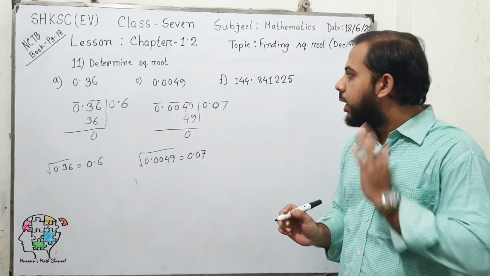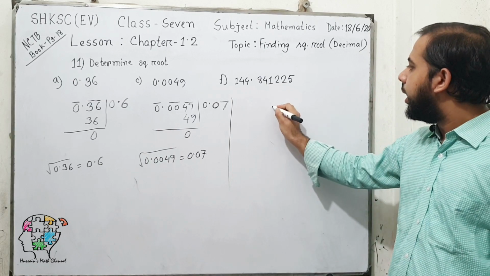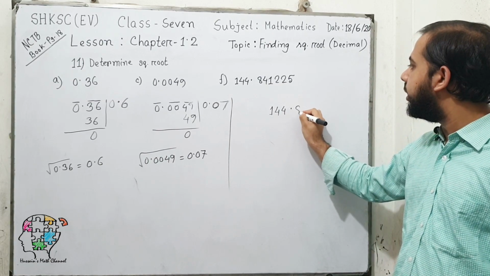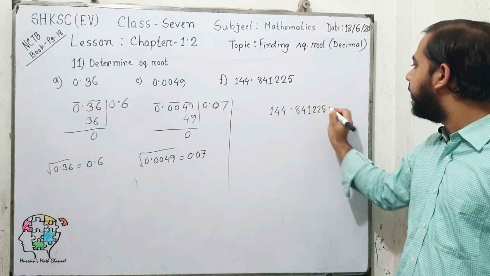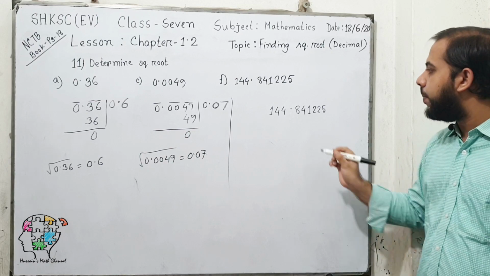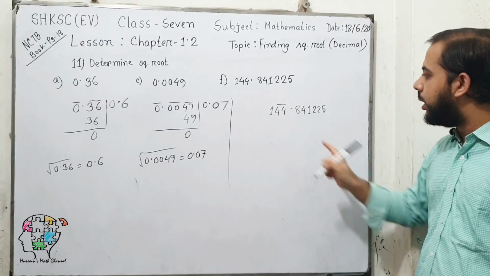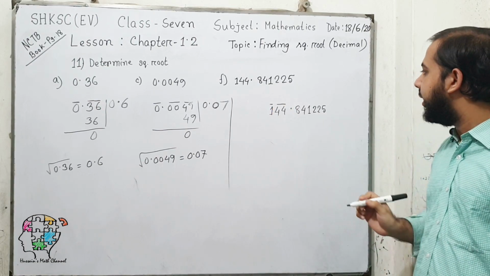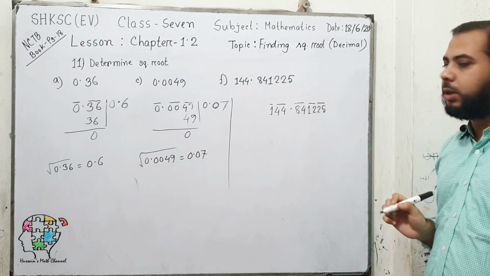Now question number F. Now we do question number F. At first write here the question like this one. So at first you see, if we make pairs here from the decimal to the left, from the unit digit to the left side, there will be one pair and a single one, and after the decimal point there will be three pairs. All right.